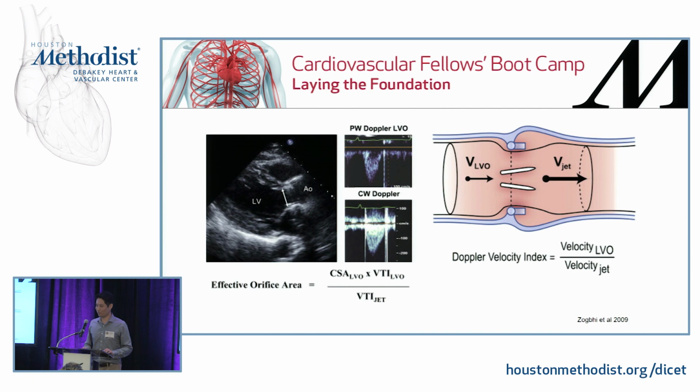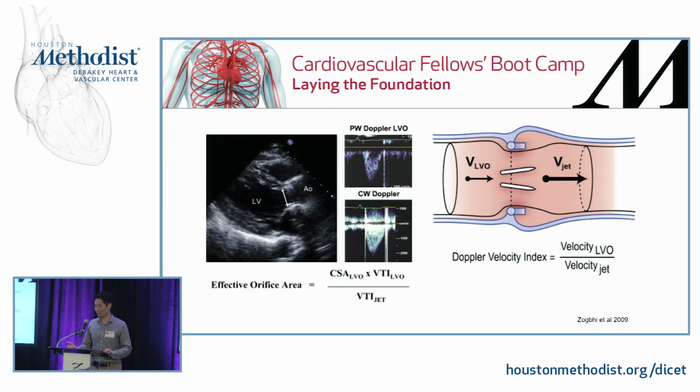On to how to diagnose stenosis. You look at the effective orifice area. How you calculate that is you get the cross-sectional area of the LVOT, multiply that by the velocity time integral of the LVOT, and divide that by the velocity through the prosthesis. You can also do what they call a Doppler velocity index, which is the velocity of the LVOT divided by the velocity through the valve.